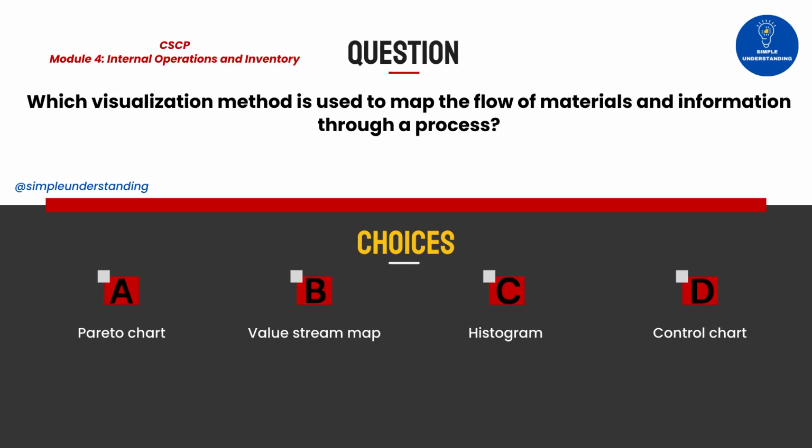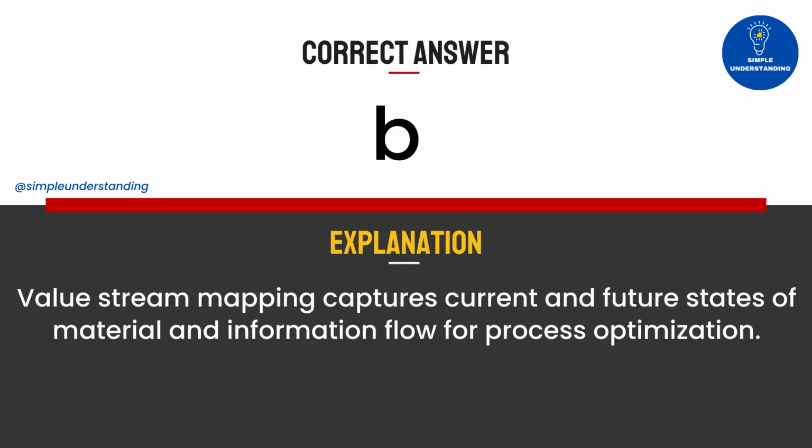15. Which visualization method is used to map the flow of materials and information through a process? A. Pareto chart. B. Value stream map. C. Histogram. D. Control chart. Correct answer, B. Explanation. Value stream maps visualize the complete flow of inputs, activities, and outputs for lean optimization.